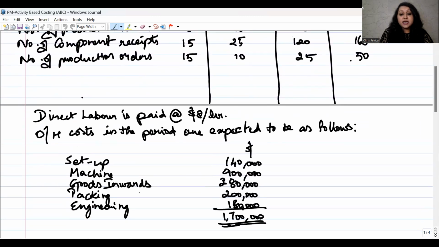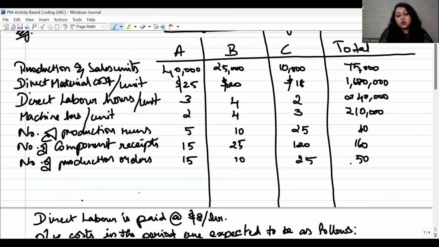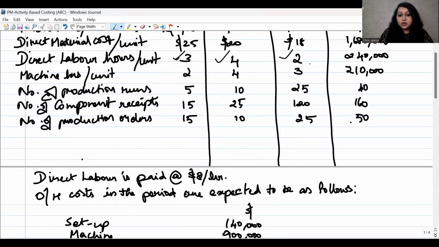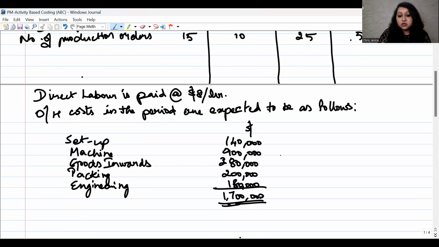Then we have also been given that direct labor is paid at $8 per hour. So how many hours will the products incur in order to be produced? Direct labor hours per unit for producing product A is 3 hours, for B is 4 hours, and for C is 2 hours. And direct labor is paid at $8 per hour, right? And the overhead costs in the period are expected to be as follows. You have setup cost, machine cost, goods inwards, packing, and engineering cost, with a total of 1,700,000 as your overhead cost.